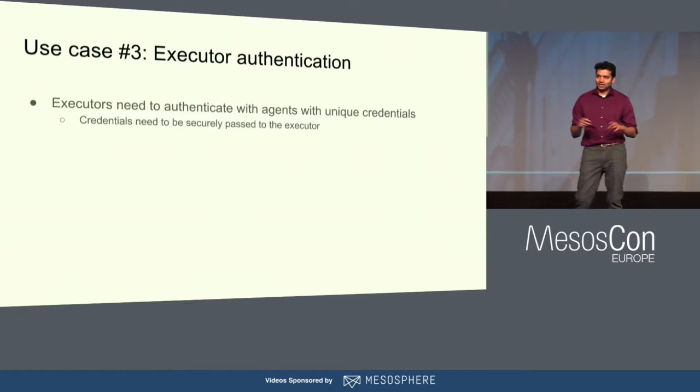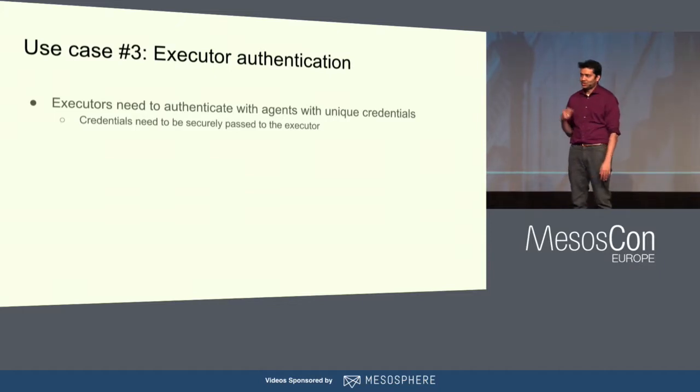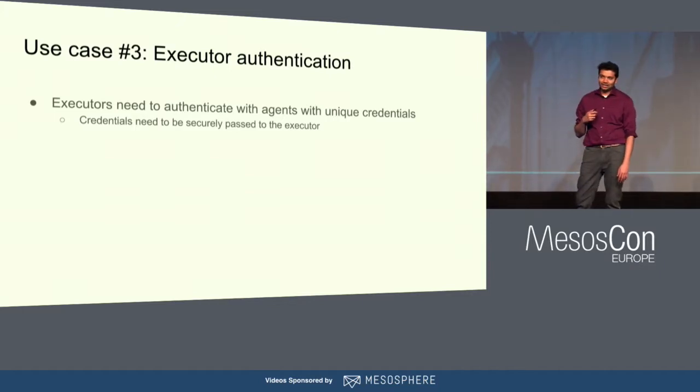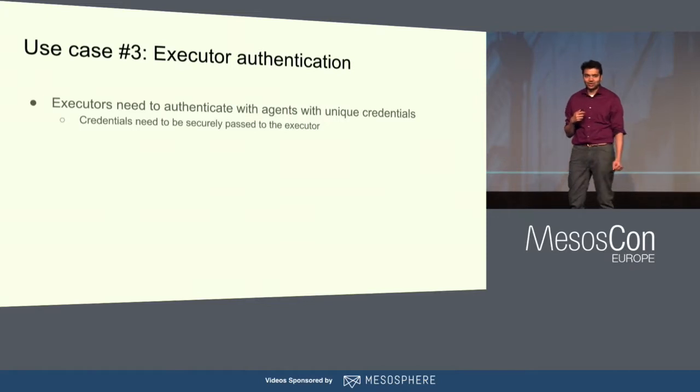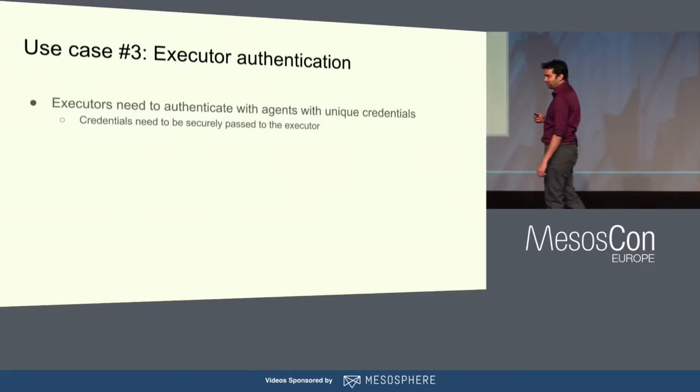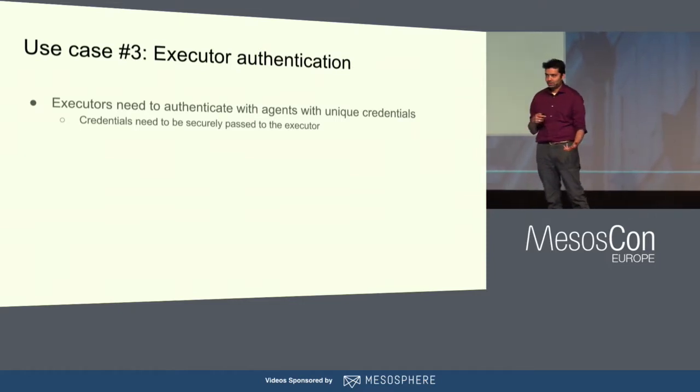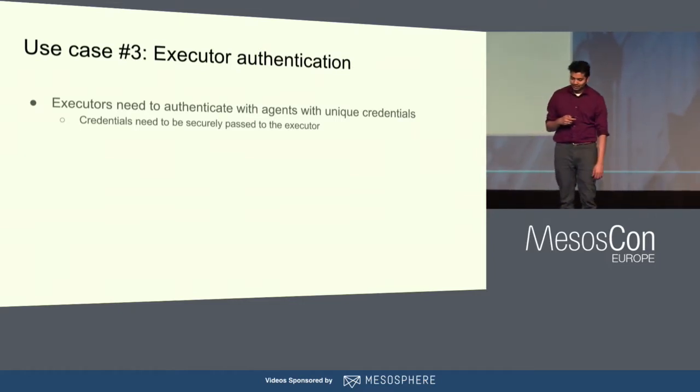Until very recently, there was no authentication at all between executors and agents. Any task could come up and tell the agent that it's an executor, and the agent would allow it. So there's no real protection if someone is malicious in a Mesos cluster and tries to spoof an executor.